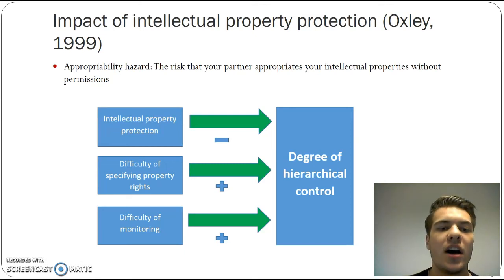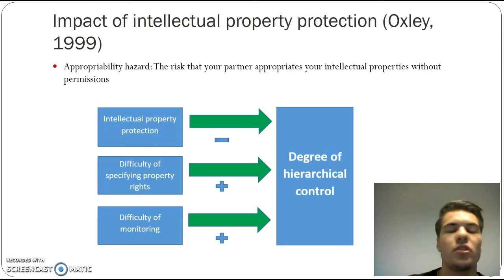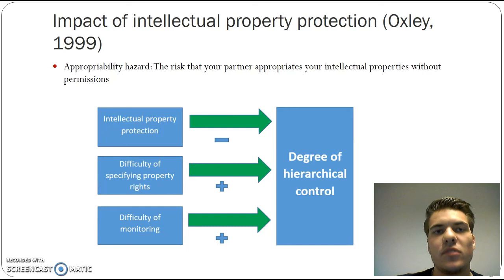One of the first hypotheses is intellectual property protection. So if there is a high intellectual property protection in the country of your ally, firms are less likely to control a high degree of hierarchical. In other words, they are more comfortable with working with these firms. So they're less stimulated and less likely to control these allies.